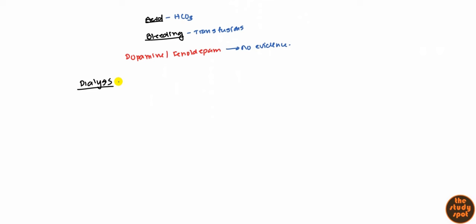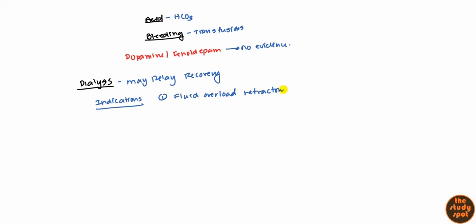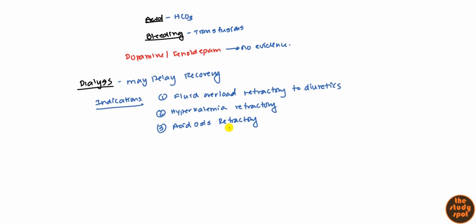Overall, you want to try to avoid dialysis as much as possible because it does delay recovery, but there are certain indications that you do need to do it. One of those indications is if they have fluid overload that is refractory to diuretics. That's one. Two, if they have hyperkalemia that is also refractory. We already discussed that once you give insulin and beta agonists, the next step after that is dialysis. Then if acidosis is refractory. So as you can tell, basically, if it's refractory to supportive treatment, then you just go to dialysis.